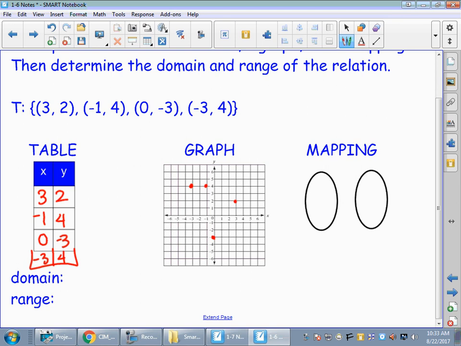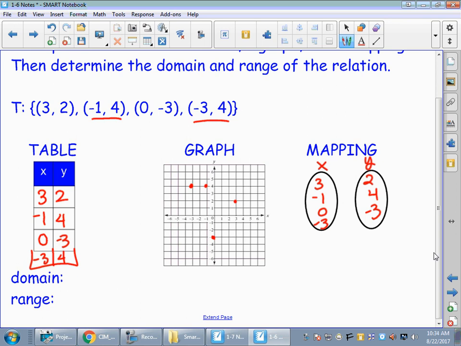4 ordered pairs in my set, 4 in my table, 4 dots on my graph. And then for my mapping, now I've got 3, -1, 0, -3. And those numbers go to 2, 4, and -3. I'm not going to write 4 again because it's there. So this number goes to 4 and this number goes to 4. That just means I'll have double arrows pointing to 4.